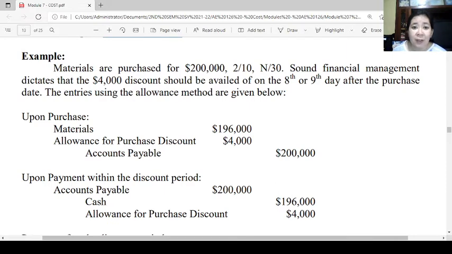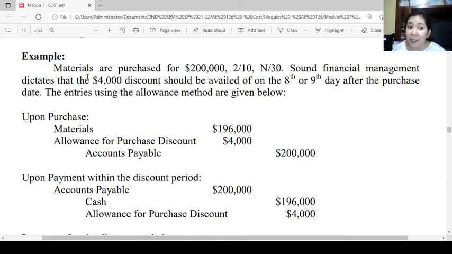Okay, so to illustrate the allowance method, we have here an example. Materials are purchased for 200,000. We have here the discount term. Okay, so when we say 2/10, meaning within 10 days, if the entity is able to pay within 10 days after the purchase, they will avail of a 2% discount. But if the entity will pay beyond 10 days after the purchase, but within 30 days, they will pay the full amount. Meaning, in this case, they will not be availing of any discounts anymore. Okay, this is the meaning of the 2/10, n/30 discount term.